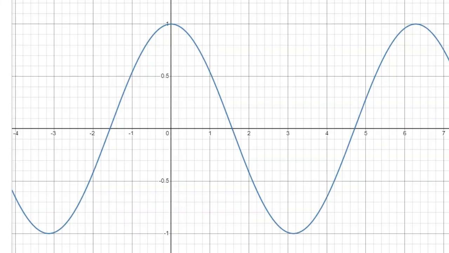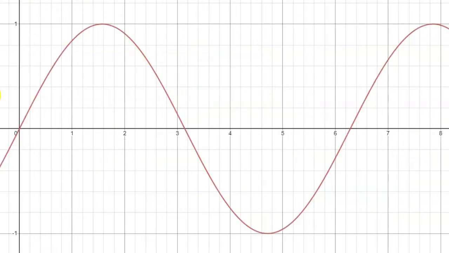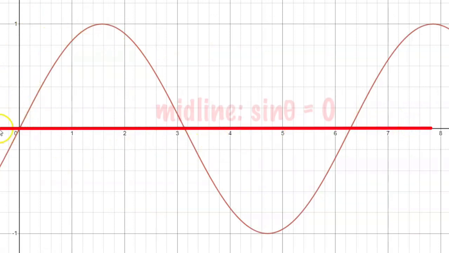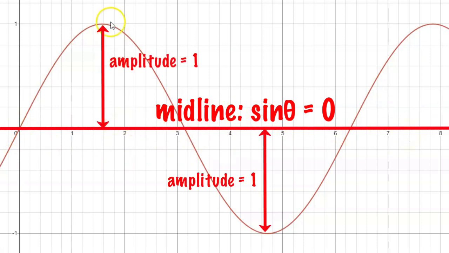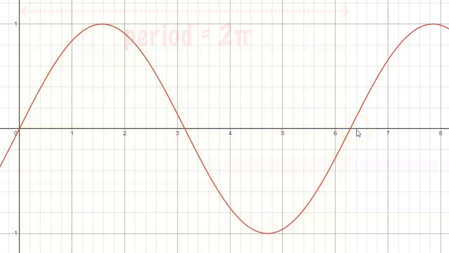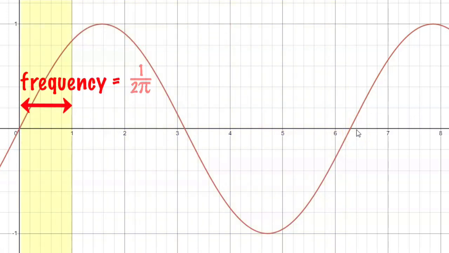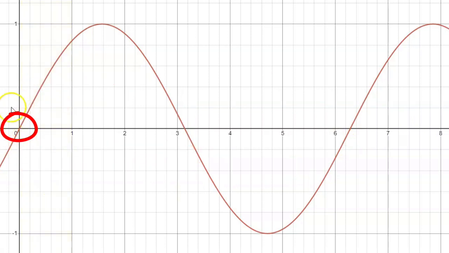We can analyze our sine graph similarly, and you'll notice that we have similar features with our midline being the line, this time, sine of theta equals 0. Our amplitude, similar to the cosine function, how much we fluctuate from the midline, which is 1. Our period, again, occurring every 2 pi units. Our frequency, again, 1 over 2 pi units. This time, our vertical intercept happens to be (0, 0).